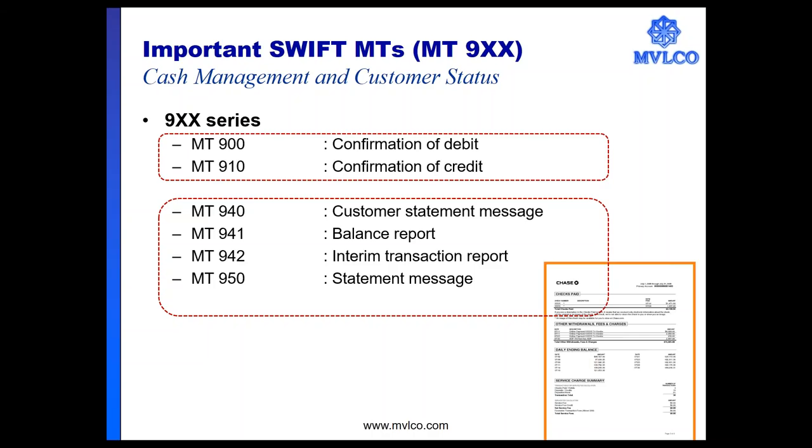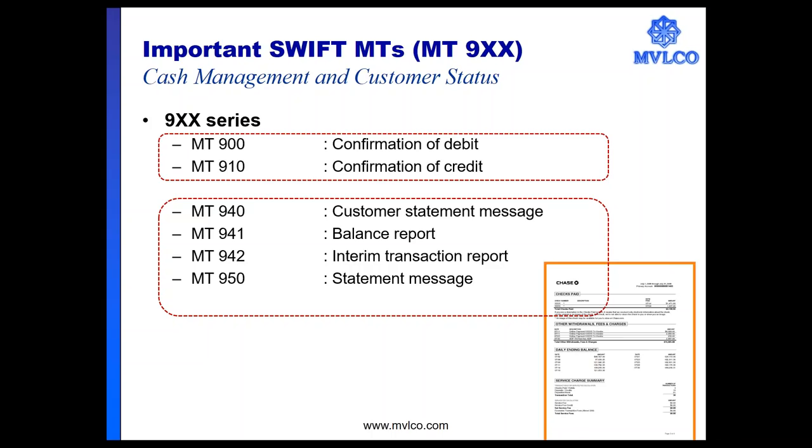This bank statement will consist of the opening balance, the debit transactions for the day, the credit transactions for the day, and the end of the day balance. If you want that statement, you could get a statement either in MT940 format, which is a customer statement message, or you could get an MT950, again a statement message. So statement messages 940 and 950 provide you with the details of the opening balance, the debit transactions in your account, the credit transactions in your account, and the closing balance for the day.